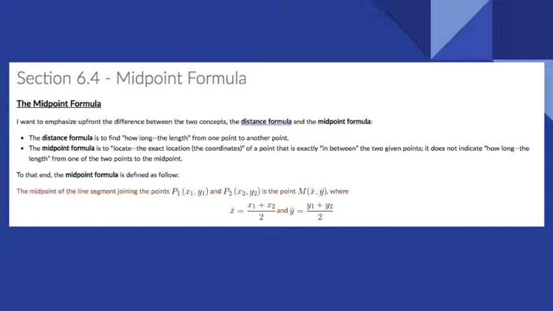So the midpoint formula is described as follows. Given (x1, y1) and (x2, y2), we can find this point right here, which is (x bar, y bar), where x is equal to (x1 plus x2) divided by 2, and y is equal to (y1 plus y2) divided by 2.